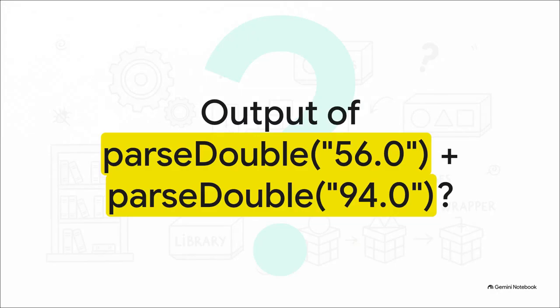All right, time to prove what you've learned. Here is an actual, real-world board exam question for you. We have two strings, "56.0" and "94.0", both being passed through Double.parseDouble with a plus sign sitting right in the middle. So what's going to happen? Are they going to concatenate like text or add together mathematically? Think carefully about the data types and drop your predicted exact output in the comments below. I want to see who gets it right. Take your time, keep coding, and I'll catch you in the next explainer.